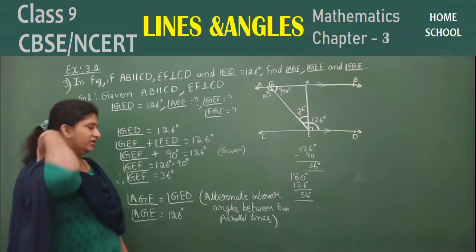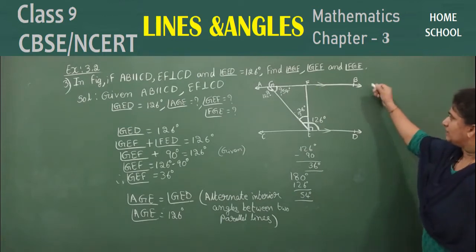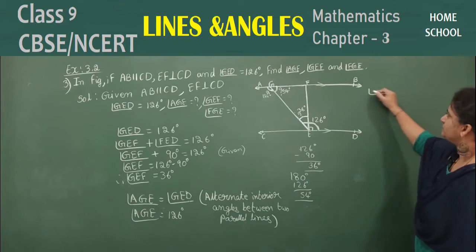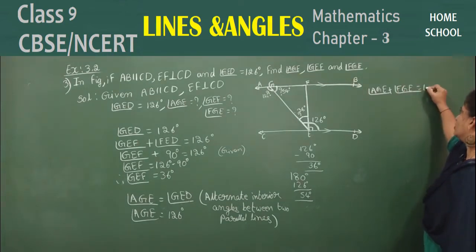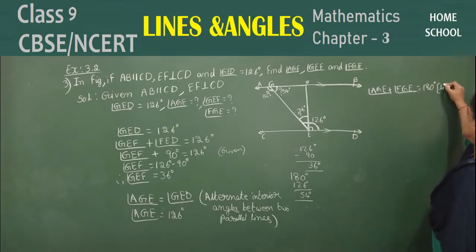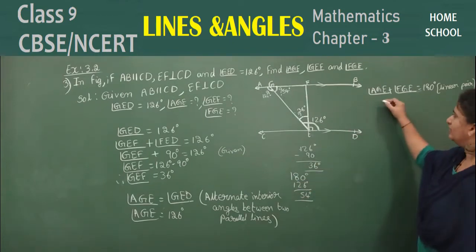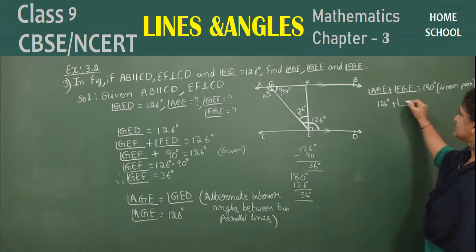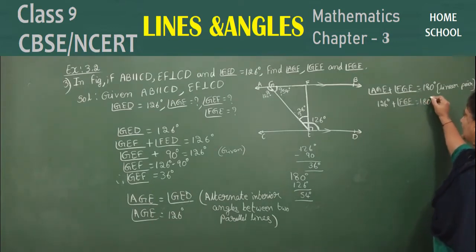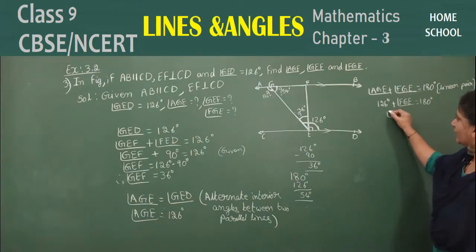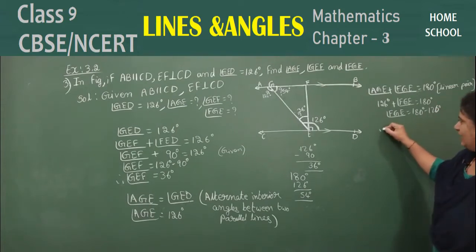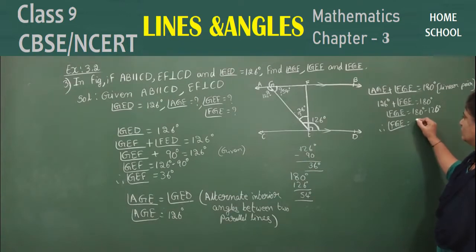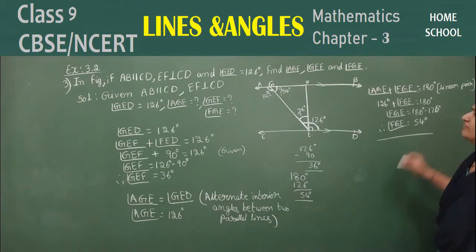Coming to your third question, how do you start here, children? AB is a line from point G. Angle AGE plus angle FGE is equal to 180 degrees. What is the reason? Linear pair. So what is angle AGE we got there? 126 degrees plus angle FGE is equal to 180. Send this 126 this side, it will be subtracted. Angle FGE is equal to 180 degrees minus 126 degrees. Therefore, angle FGE is equal to 54 degrees, is your final answer.